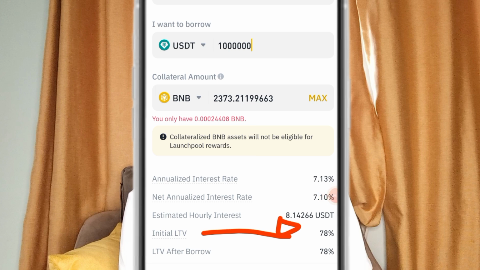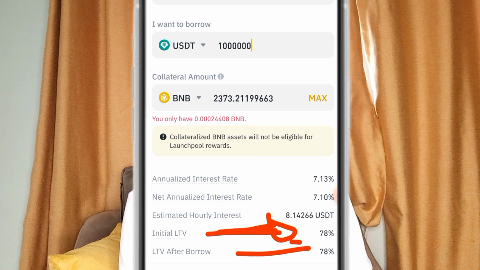Now LTV is just loan to value. Like here, this is the loan to value. What does this mean? Simply, it means that when you have a collateral worth, let me say, $100, you are allowed to borrow about 78% of what you already have. So crypto is over-collateralized. It means you have to have more valuable crypto than the amount you are going to borrow, so that you can pay back the money you have borrowed. That is why they give you 78% of that.